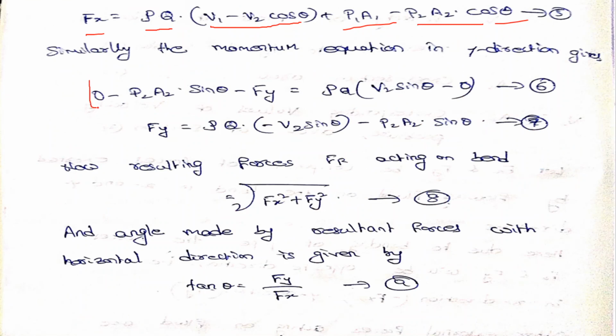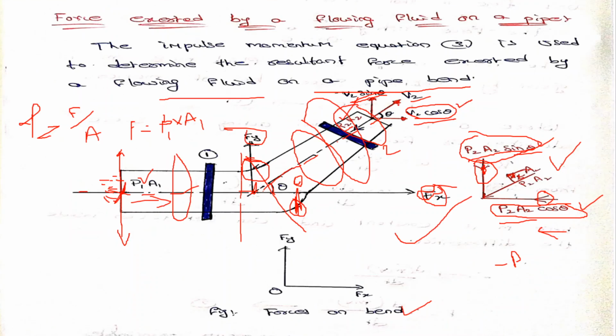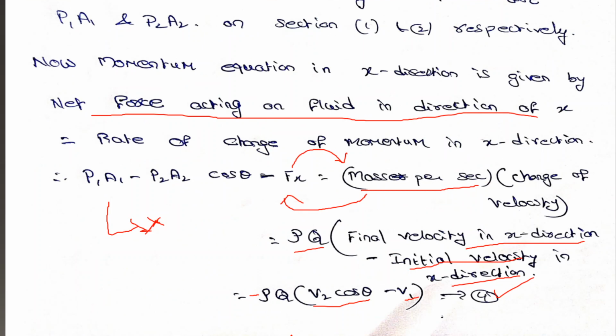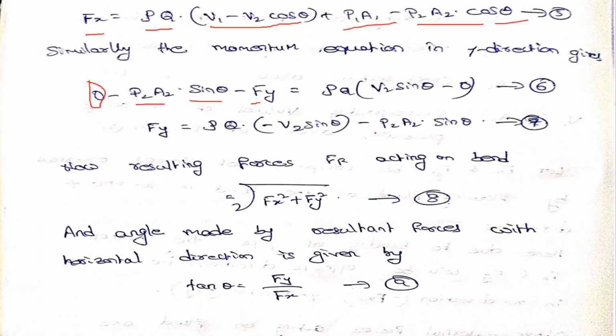So P1A1 is absent here, so I am taking it as 0 minus P2A2 sin theta minus Fy, and this is all common. And now here V1 will be absent; instead of V1 we have to take 0. You can see in this diagram also, in the V2 direction, this part where V1 is acting is in the cross section part, that is 0. So there I am taking V1 as 0.